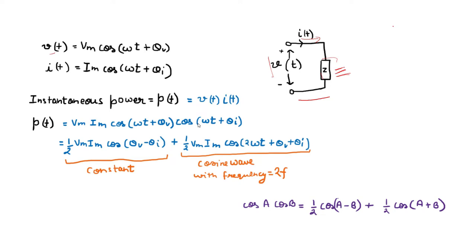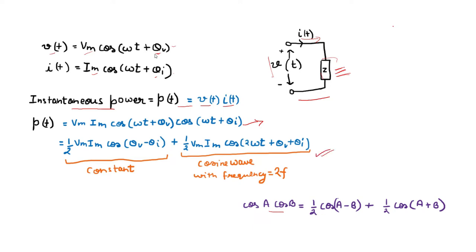Both V and I are cosine waves, and the maximum values are Vm and Im. And then there is the phase difference of theta v with respect to reference in voltage, and in current the phase difference is theta I. So now instantaneous power is equal to the product of instantaneous voltage and instantaneous current. So if you multiply these two, then we will apply this formula of cos A cos B, which is equal to half cos(A minus B) plus half cos(A plus B). So we will get this.